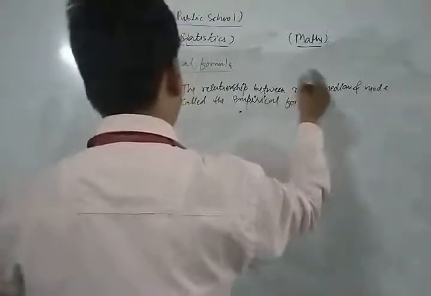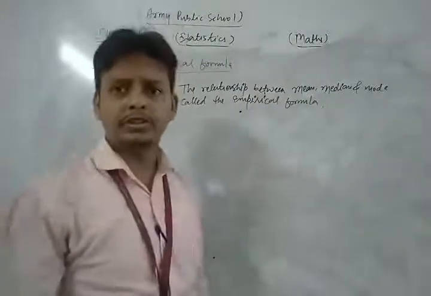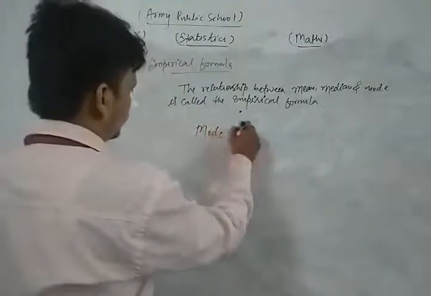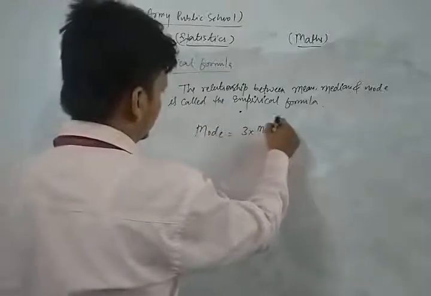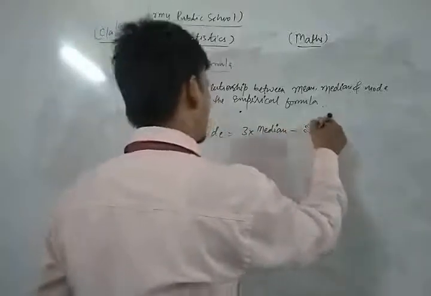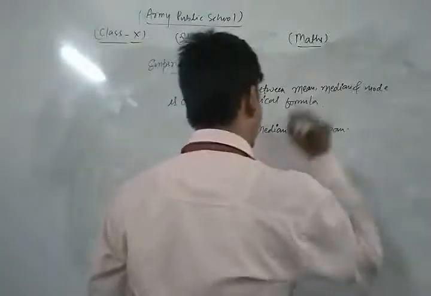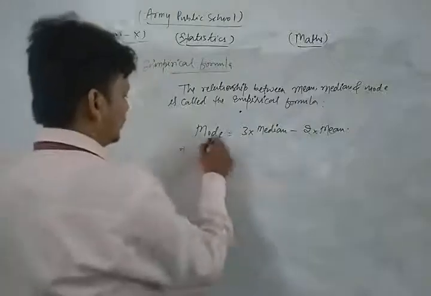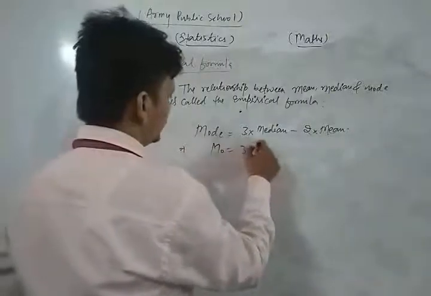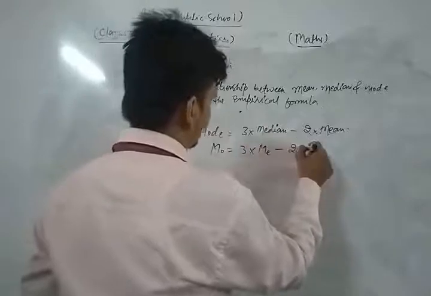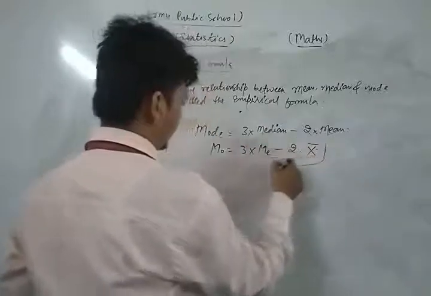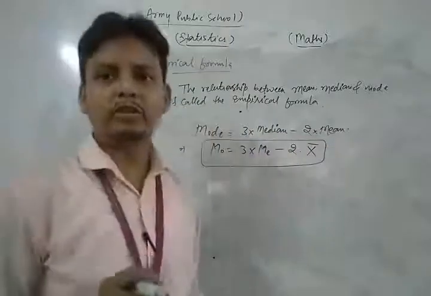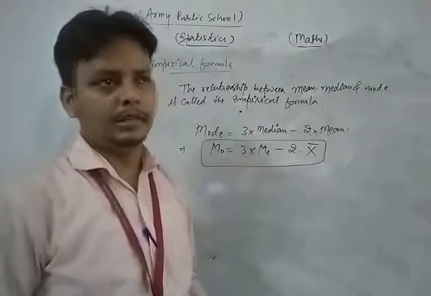The relationship is: mode is equal to 3 into median minus 2 into mean. Mode is equal to 3 into median minus 2 into mean, or we can write mode is equal to 3 median minus 2 mean. This is the relationship between mean, median and mode. This is a very important relationship between mean, median and mode.